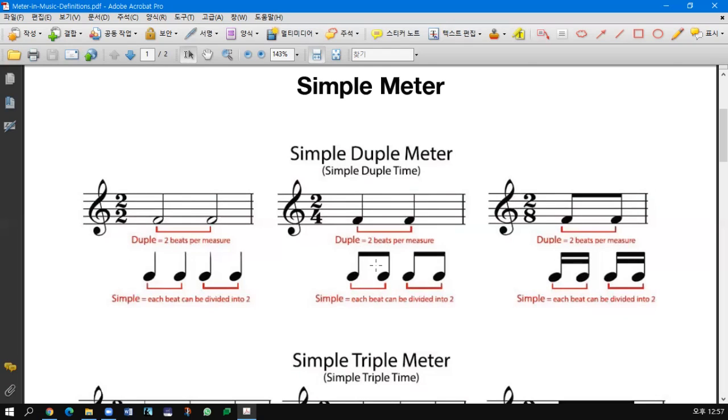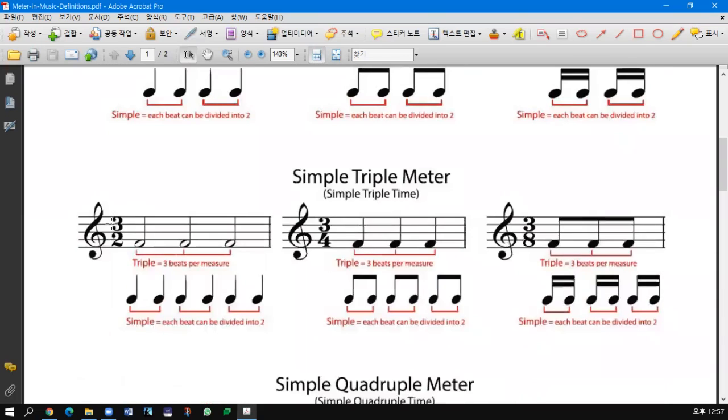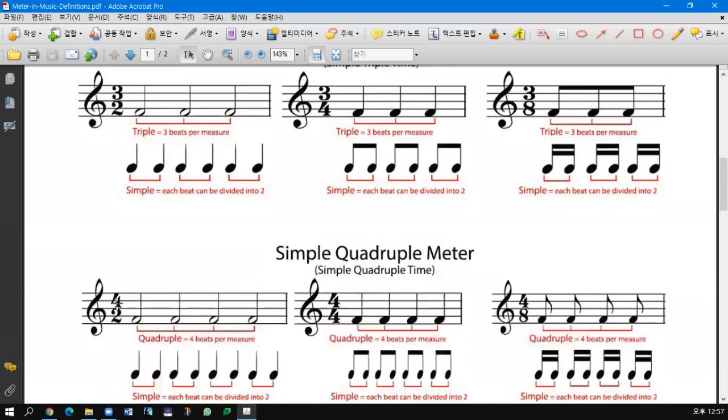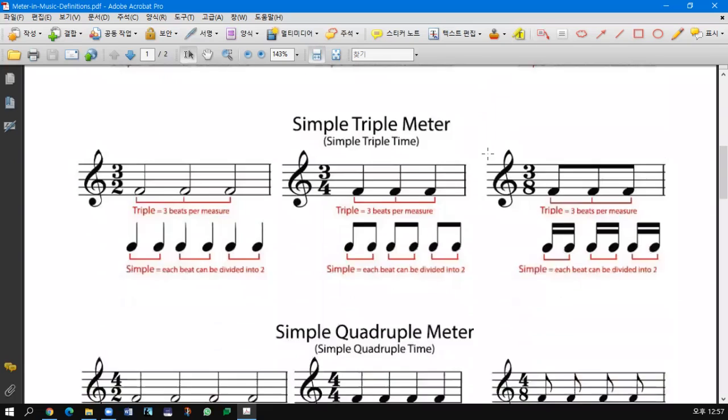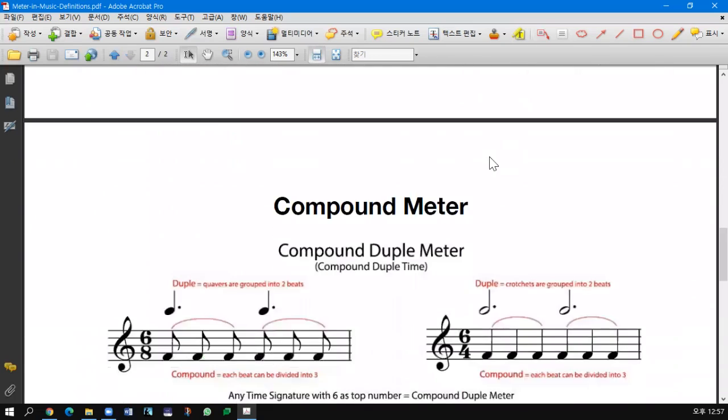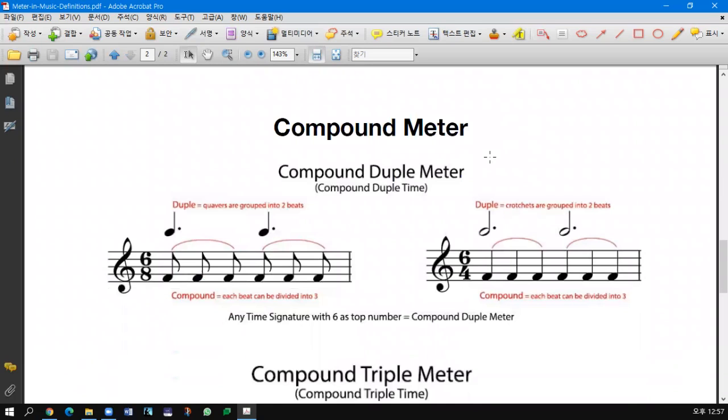So this is simple meter, but if you see the upper number is 2, it's double, okay? And if you see the upper number 3, that means triple, okay? And then 4 is quadruple. So simple quadruple meter, simple triple meter, and simple duple meter. So let's continue to talk about compound meter.